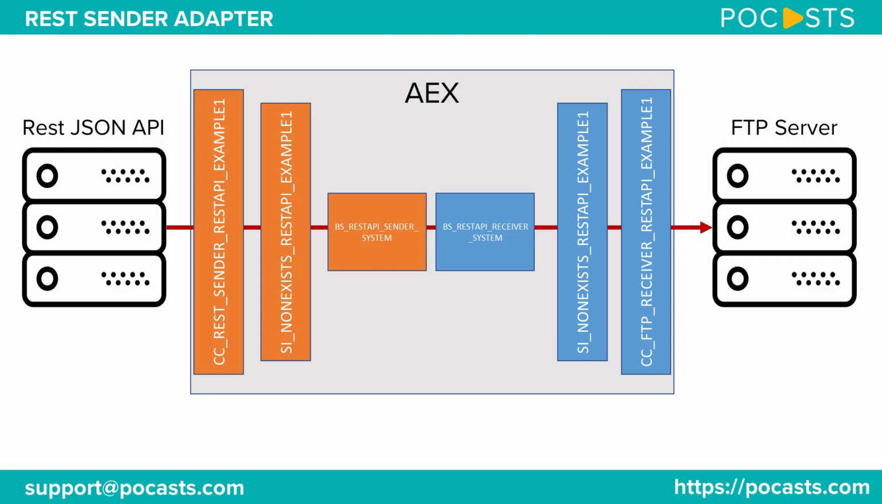Then I've used two business components. I don't develop these in the SLD, I just directly develop them in the integration directory. That's basically BS REST API sender underscore system and the receiver system. And then I'm using shortcodes like example 1 for the service interface, and for the CC FTP receiver, that's basically an FTP receiver. So we'll pull the JSON message using this REST sender, and then we will directly dump that into the FTP server. We're not going to use any mapping and no BPMs. So that's how we're going to develop the interface.